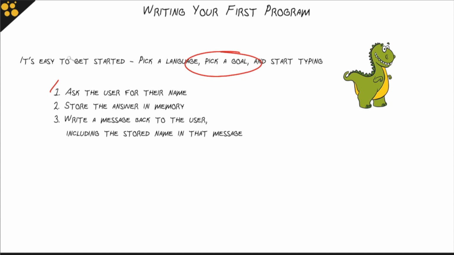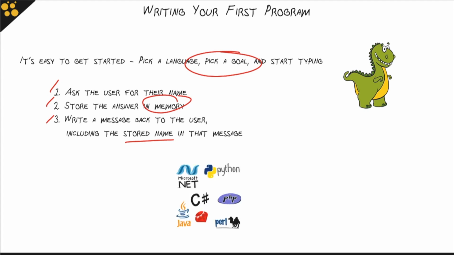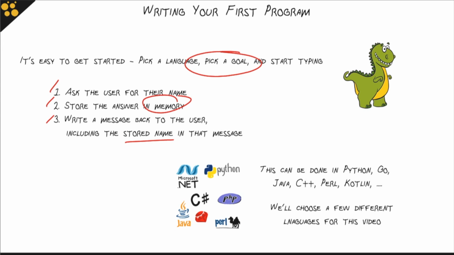We will ask the user, the person using the computer, for their name. They'll type it in. We'll store that answer in memory, and then we will write a message back to the user, and we'll include the stored name in that message. And like I said, you can do this in almost any programming language that is out there. Perl, Kotlin, PHP, Python, .NET, C#, whatever you're using, you're going to be able to accomplish that.